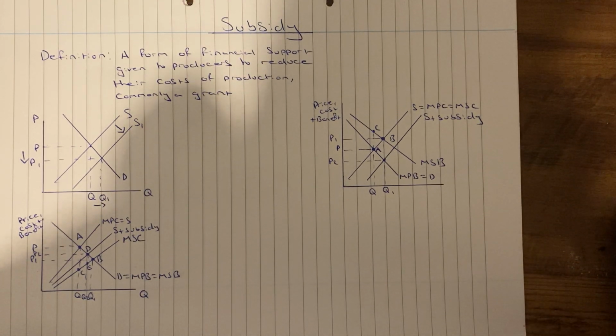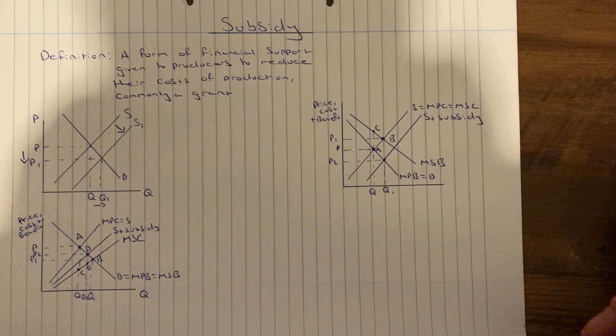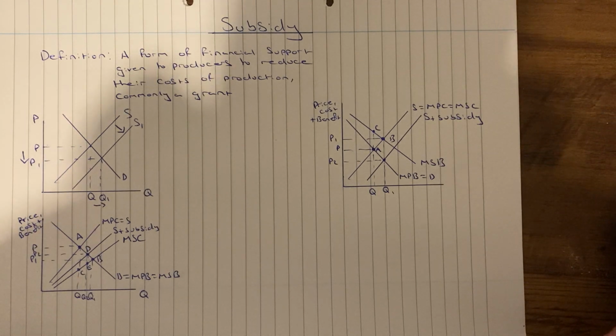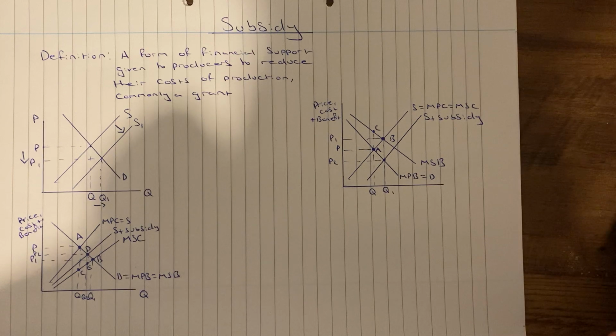Key thing to remember here, subsidies are reducing the cost of production to firms and causing an outward shift of the supply curve. In the next video, we will have a look at analysing a subsidy in relation to these diagrams.